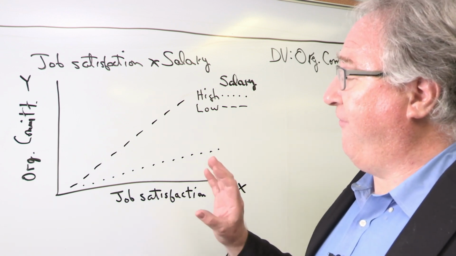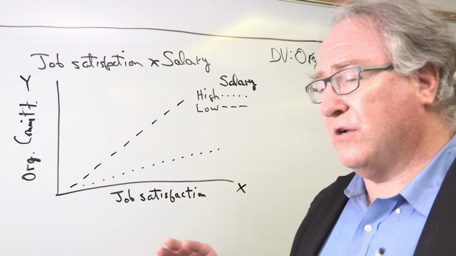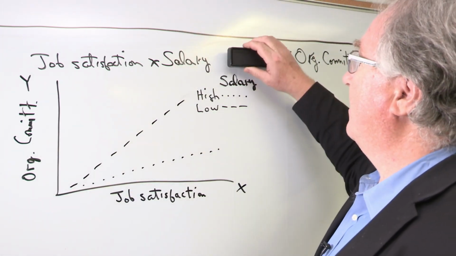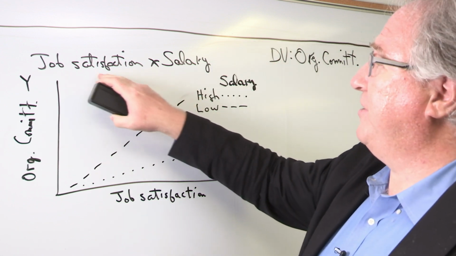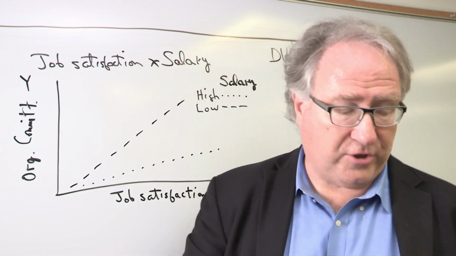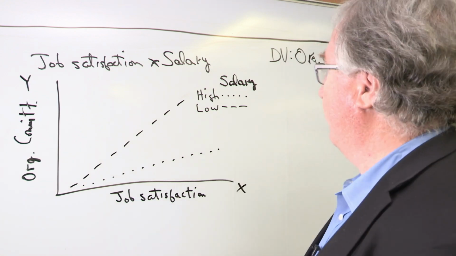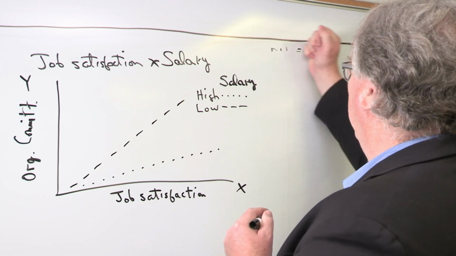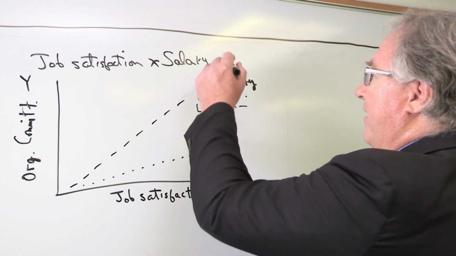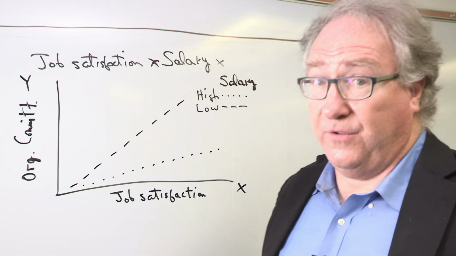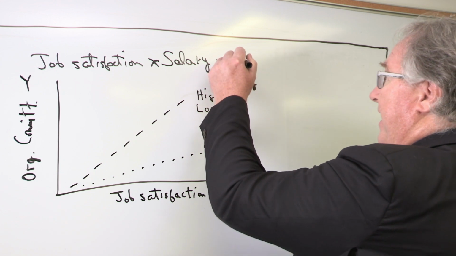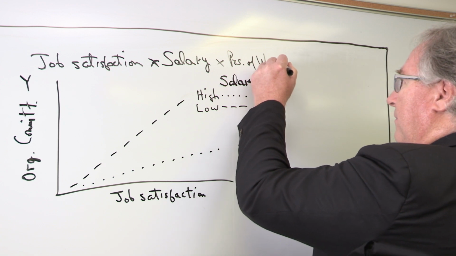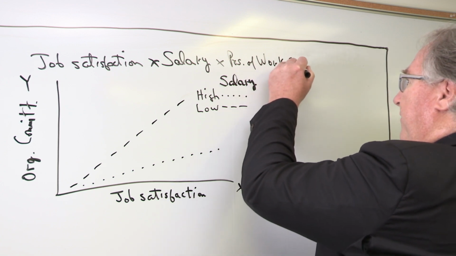So, the first thing that I want you to understand about a three-way interaction, grab my eraser here. Now here, we had job satisfaction by salary, two-way interaction. Let's go ahead and make it a three-way interaction. Okay, so I'm going to move this over because I need more room. We're going to add another predictor variable to the interaction. And let's make that positiveness of work environment.